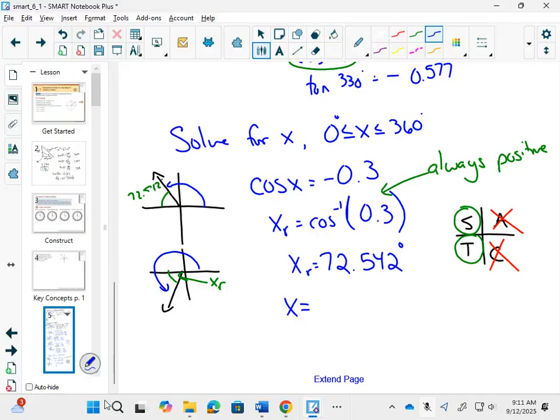So how could I use this 72.542 to find out what's left? Does it make sense in quadrant 2 that you would take the whole thing, 180 degrees, and minus your reference angle? Okay.